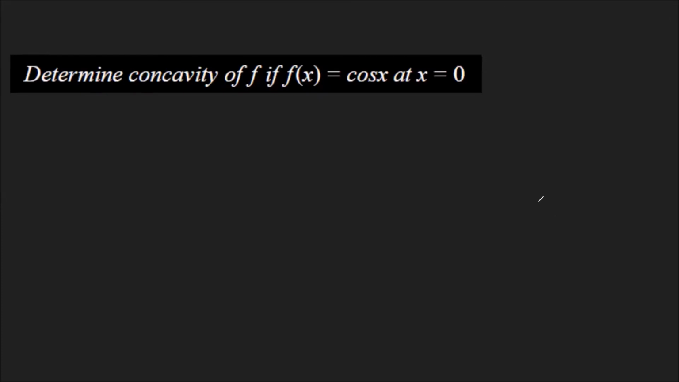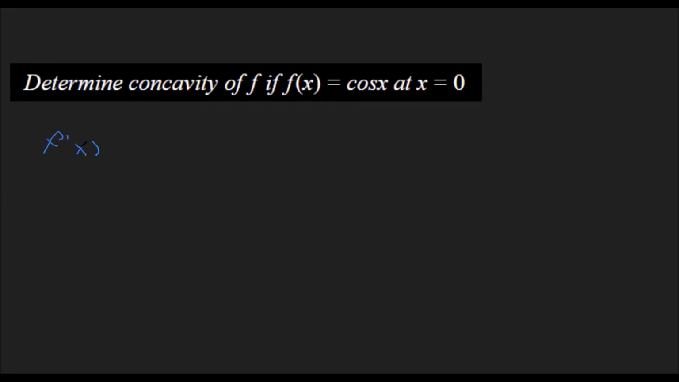Okay, so this is example problem 2. It's asking us to determine the concavity of f if f of x is equal to cosine x, and we want to find it at x equals 0. So first thing we're going to do, we're going to find the derivative of f of x, which in this case is going to be negative sine of x. Pretty simple. However, now we must determine if this is a critical point. So we plug in 0 for x.